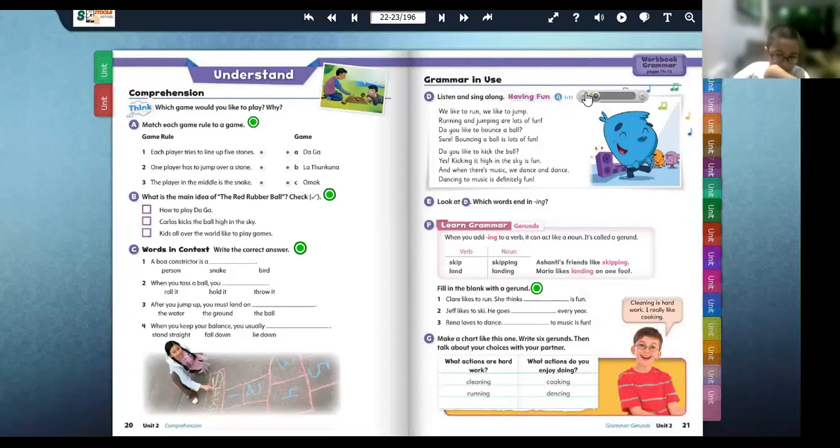D. Listen and sing along. Having fun. We like to run, we like to jump. Running and jumping are lots of fun. Do you like to bounce a ball? Sure, bouncing a ball is lots of fun. Do you like to kick the ball? Yes, kicking it high in the sky is fun. And when there's music, we dance and dance. Dancing to music is definitely fun.